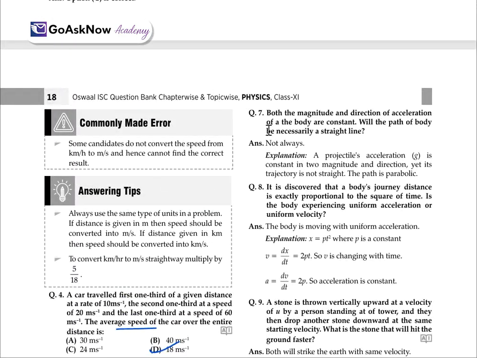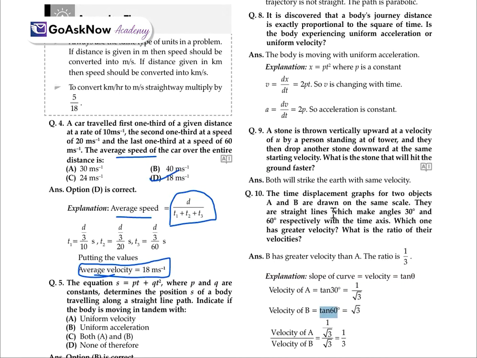After this, both the magnitude and the direction of acceleration of a body are constant. Will the path of the body necessarily be a straight line? It's not always. Why so? Because a projectile's acceleration g is constant in both magnitude and direction, yet its trajectory is not straight. So the path will be parabolic. That's why it's not necessary. Not always. After that, we'll go through some more basic questions related to straight line motion only.